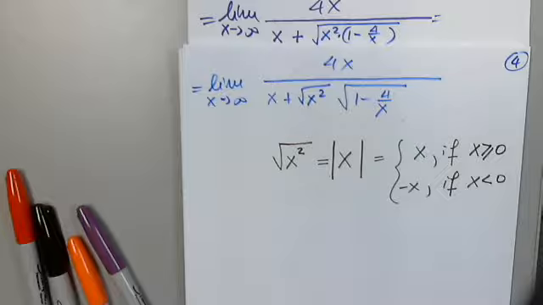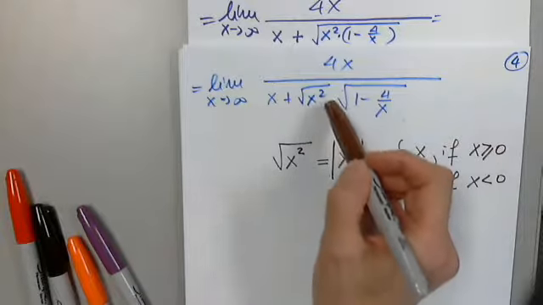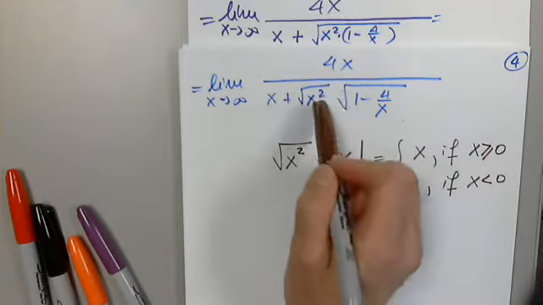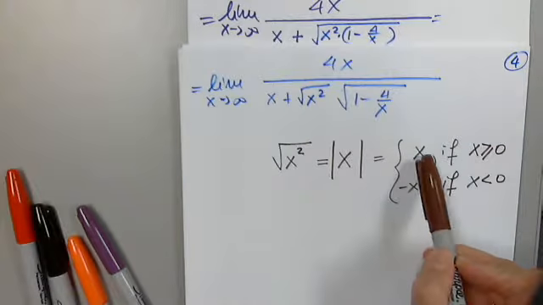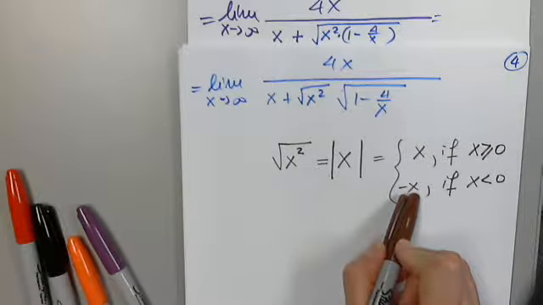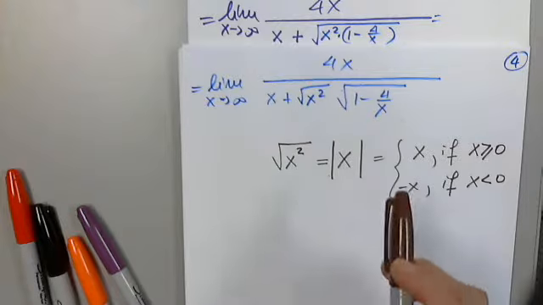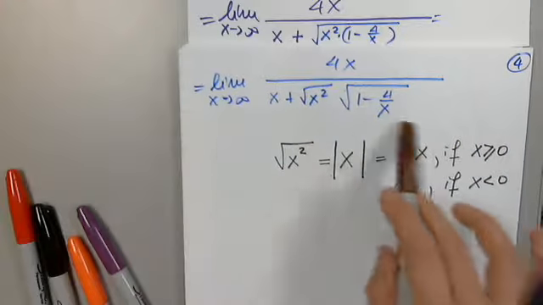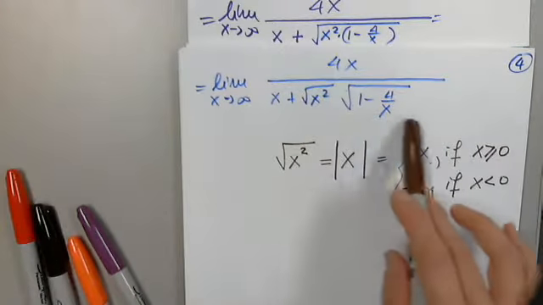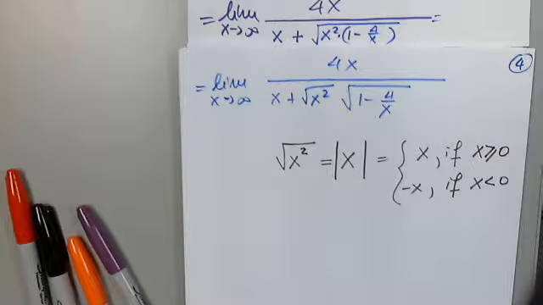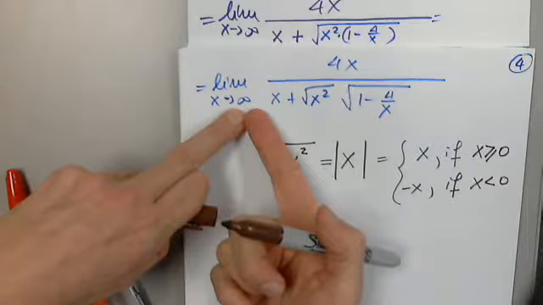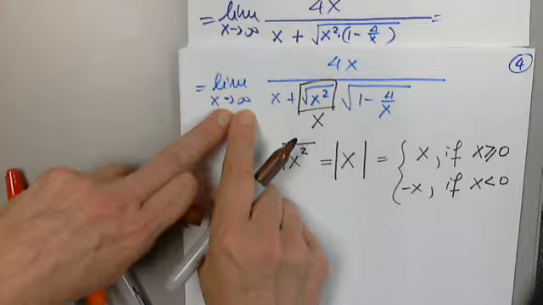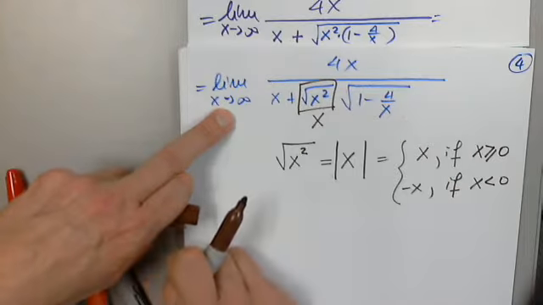So now I have to make a decision. Will the square root of x squared be replaced by this or by this? And where do I look? What tells me what to replace the square root of x squared by, from everything we see here? The number under the limit. Right. So now this will be replaced by x. What if I had x approaches negative infinity? What would you have replaced this by? Correct.